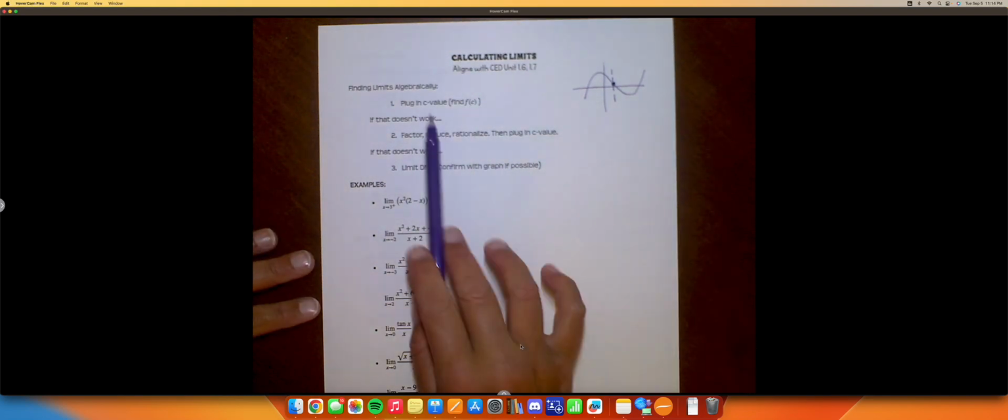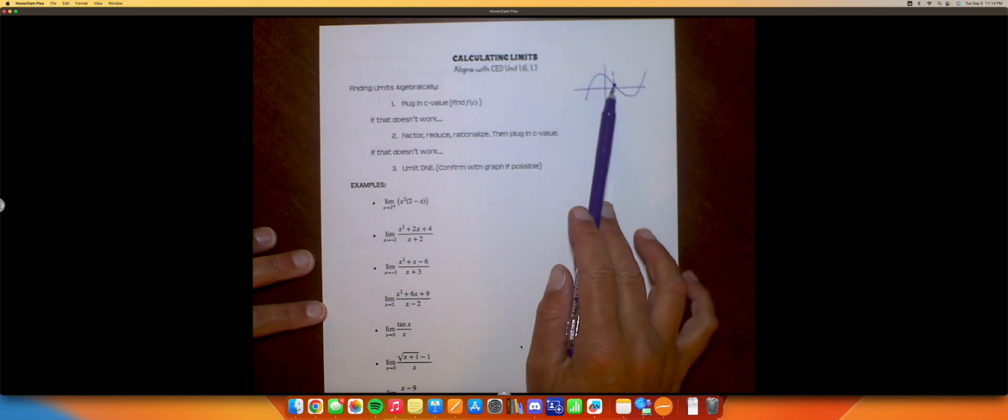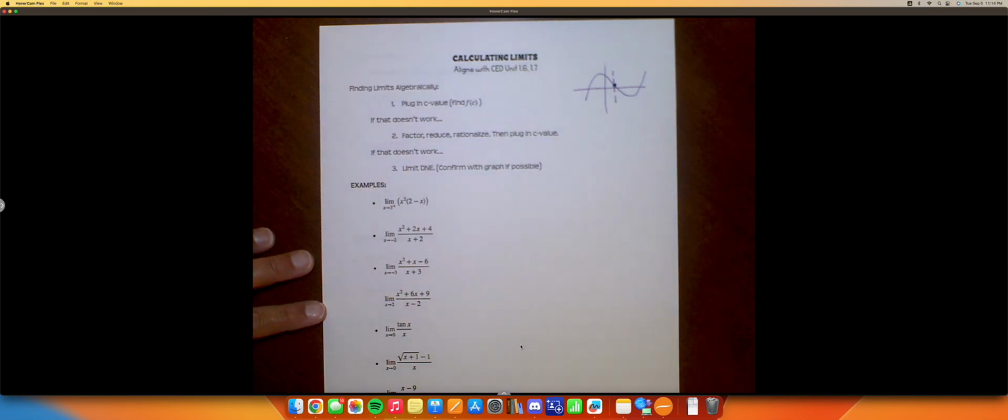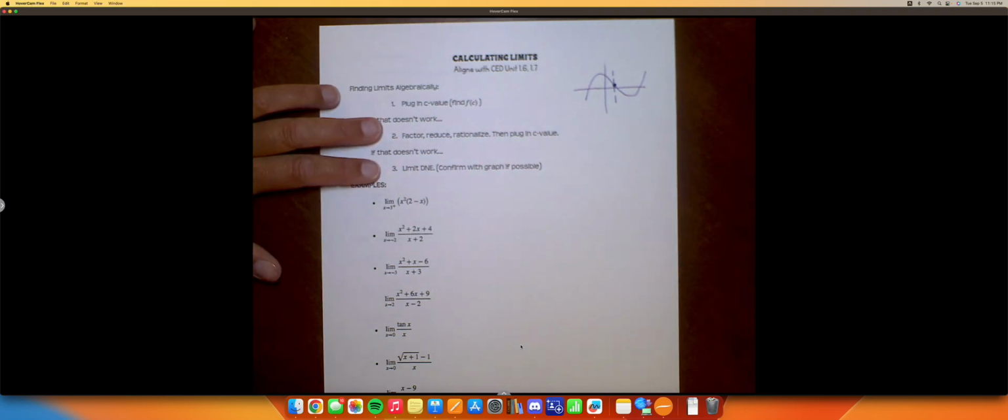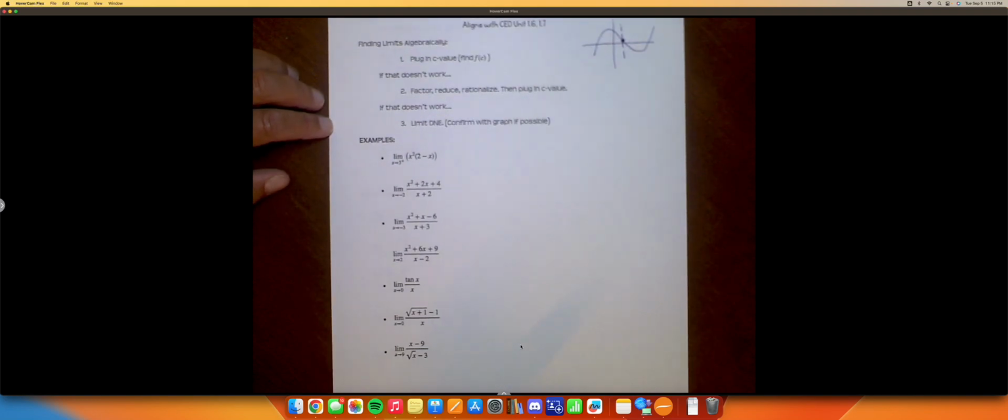Now, when that doesn't work, it usually indicates there's some kind of discontinuity. So maybe there's a hole in the graph, or an asymptote, or a break in the graph, something like that. And that's when we're going to run into trouble. That's when these two things are going to pop up. But I'm going to wait to talk about those until we actually encounter it in the examples. So let's just try this first one here.